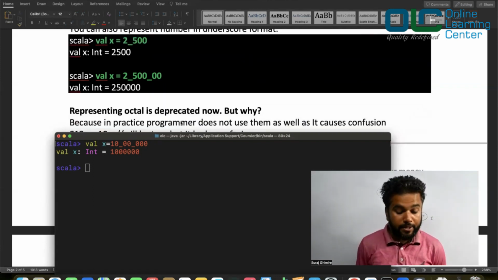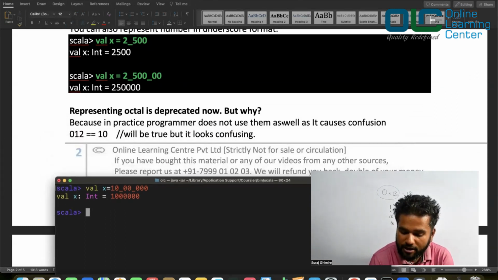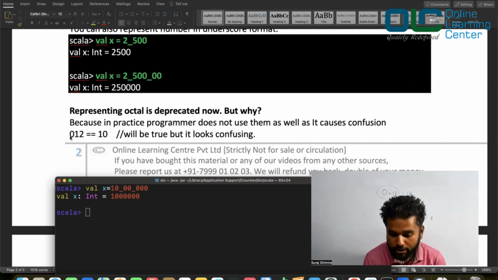Okay, now representing octal is deprecated now, but why? Right? See here, because in practice the programmer does not use them as well as it causes confusion. For example, 012 is equal to 10 will be true, but it looks confusing. So for example, if you see this 012, if I say this is an octal number, what is the decimal equivalent of it? The decimal equivalent of it is 10. Okay, this is true. But then if you try to compare this, it looks a little confusing. And because it looks a little confusing, that's the reason octal is deprecated.